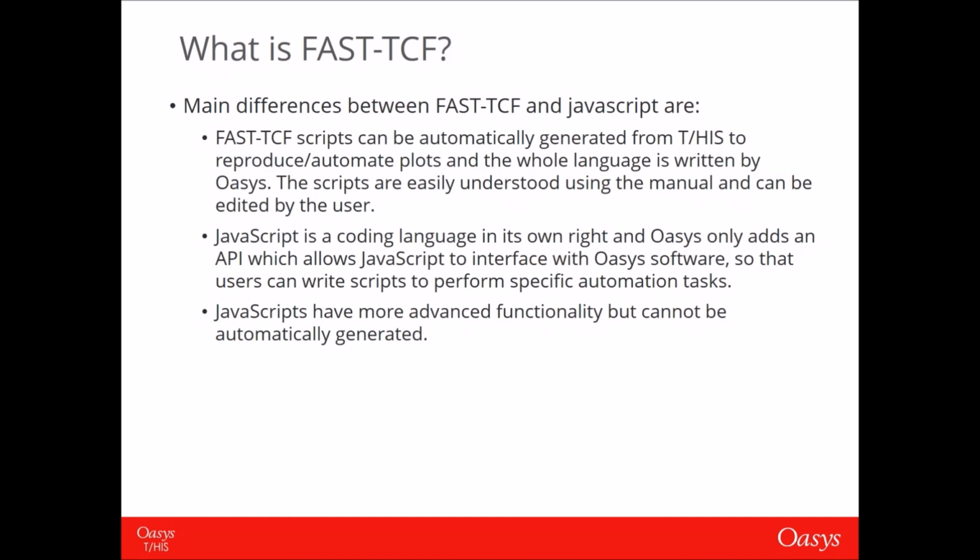JavaScript, on the other hand, is a coding language in its own right, and Oasys only adds on an API which allows JavaScript to interface with the Oasys software. So with JavaScript, you need to write your own scripts, and you can certainly do that to perform specific tasks. JavaScripts have more advanced functionality, but the downfall is you have to write them all yourself, whereas the FAST-TCF is generated automatically.